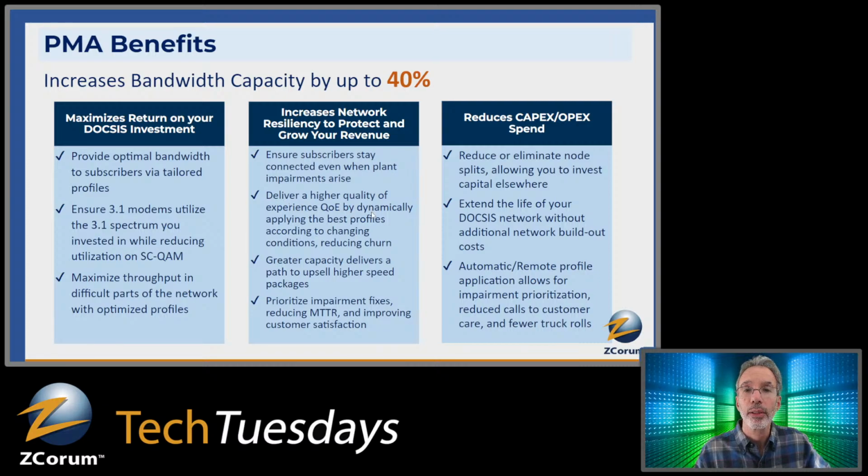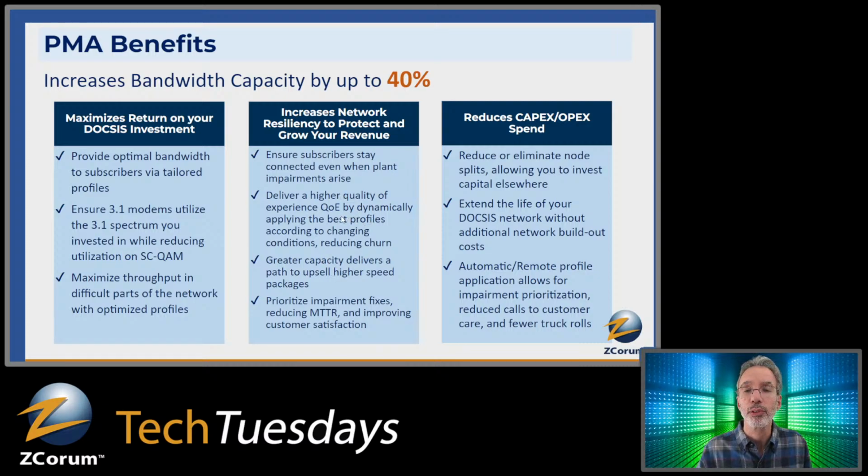Deliver a higher quality of experience by dynamically applying the best profiles according to changing conditions, reducing churn, it mentions. So again, if customers are having a bad experience, they're going to call and complain. And if it's inconsistent, again, they might have good service one day, and then for 2 days it's bad, or maybe it's bad all the time because everybody on that, even if they've got good conditions around them, if the whole channel drops down because of a particular impairment as a default, then that's not going to be good for any of your customers.